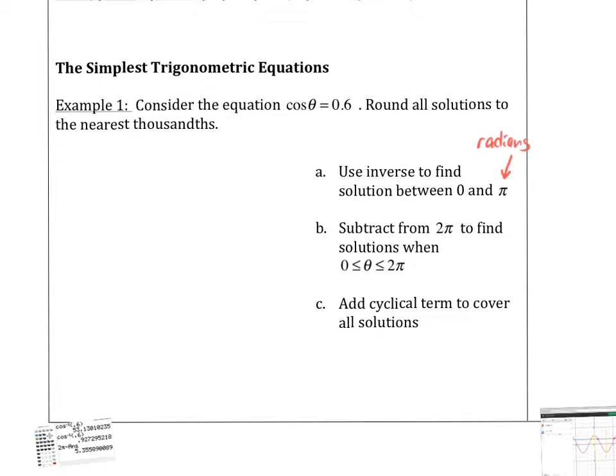So because of the restriction on the domain there, I know I'm going to be using radians. So we're going to use the inverse to solve that. So effectively what we're doing: cosine of theta is equal to 0.6. So I'm just going to take the inverse cosine of both sides, like so.